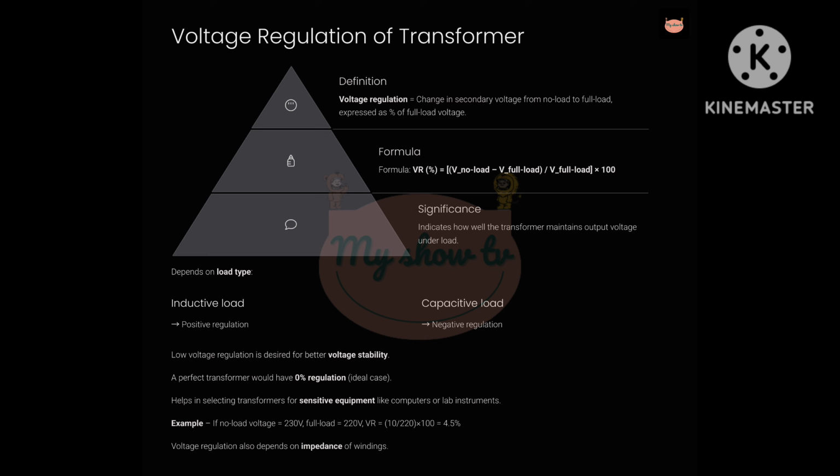Example problem. If a transformer gives 230 volts at no load, and voltage drops to 220 volts at full load, VR equals (230 minus 220) divided by 220, times 100, equals 4.54%. Significance. Lower voltage regulation means better performance and stable voltage supply.